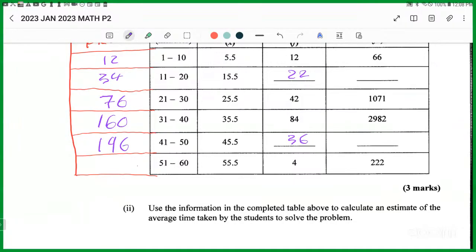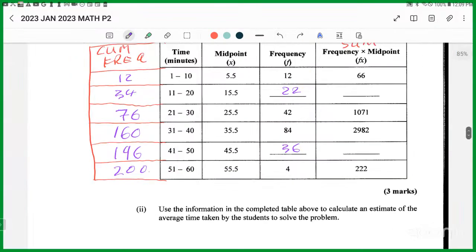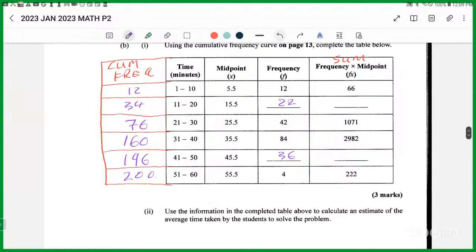Then the last value is 200 right at the top. Let's say I got to 60 is 200, which matches the 4 that you'd have to add to this. So the 196 plus 4 would give you that value. So that's the table completed. And I was putting in this column for you because sometimes they will ask you for that. All right, so far so good, guys.